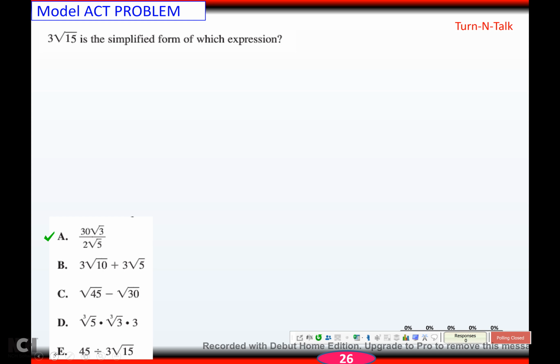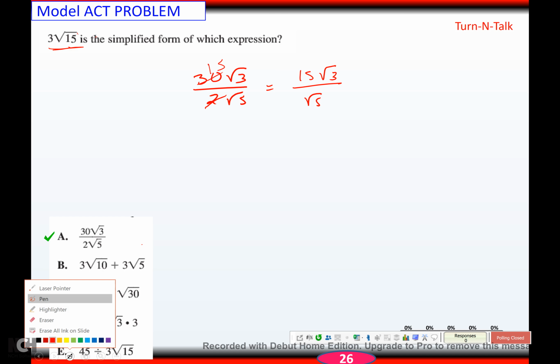Alright, hopefully you got one. This is the simplified form of which expression? Okay, so they want me to simplify these and see which one equals that. Well, I start with the first one. If I have 30 square roots of 3 over 2 square roots of 5, first thing I notice is I need to rationalize this. But look, I can do the fractions. 2 goes into 30, 15. So I have 15 square roots of 3 over the square root of 5. So I've got to rationalize that denominator.